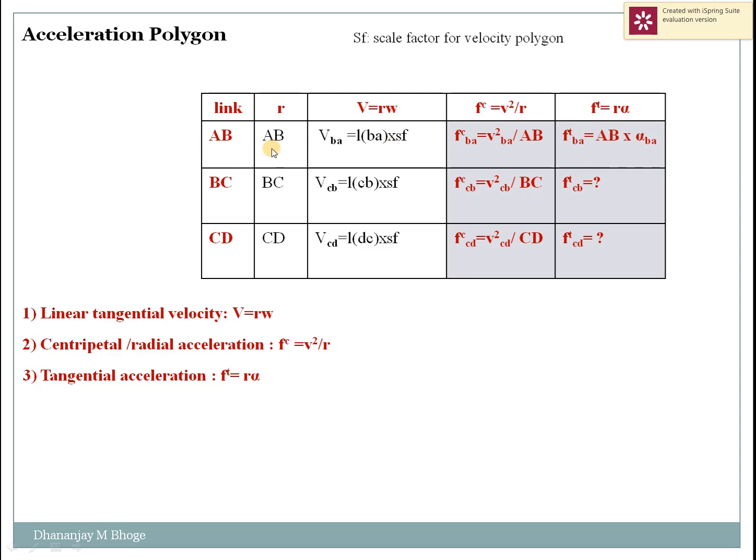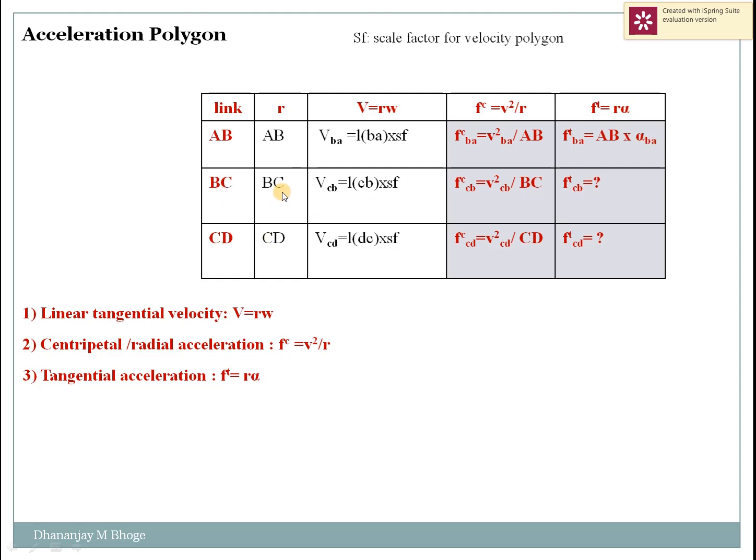Consider link AB, whose radius of rotation is the length of link AB. Linear tangential velocity is V equals omega into length of vector BA into scale factor. So the centripetal component of B relative to A is equal to V square upon R, that is V square BA upon the length of link AB. This will give the magnitude of centripetal acceleration of B relative to A. Tangential acceleration of B relative to A is equal to the radius of rotation, that is the length of link AB, into its angular acceleration.